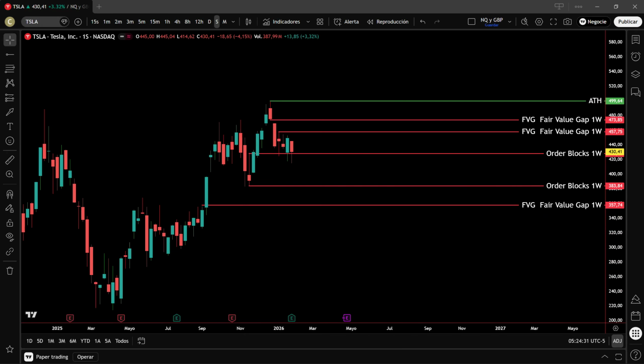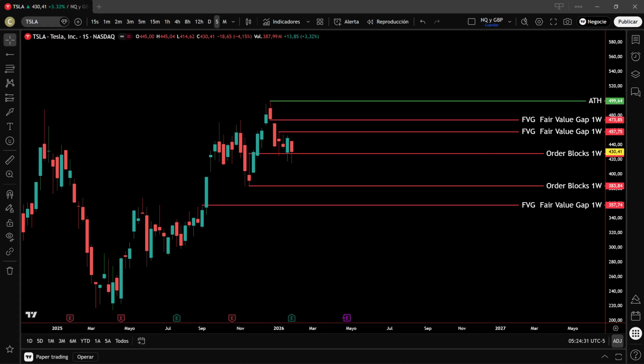We continue our journey with Tesla on its weekly chart. The price narrative for this asset shows predominant bullish strength, having recently reached its ATH, or all-time high, at $499.64. However, following this parabolic expansion, the market has left several liquidity voids that we must monitor. We identify two immediate fair value gaps at the $473.85 and $457.75 levels, which represent the first support zones in the event of a potential pullback.